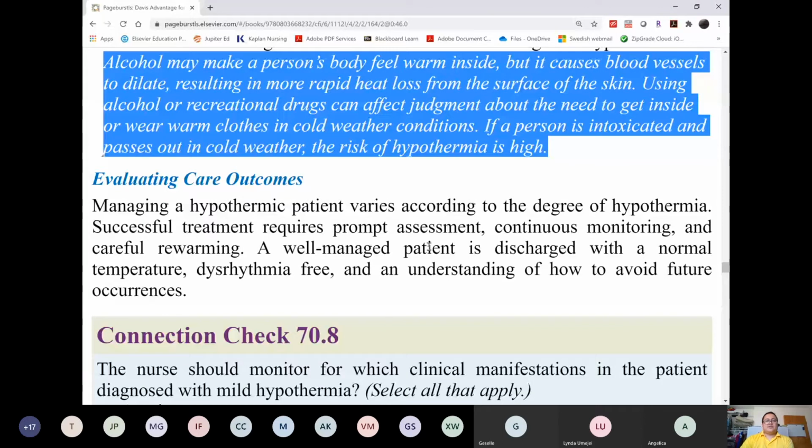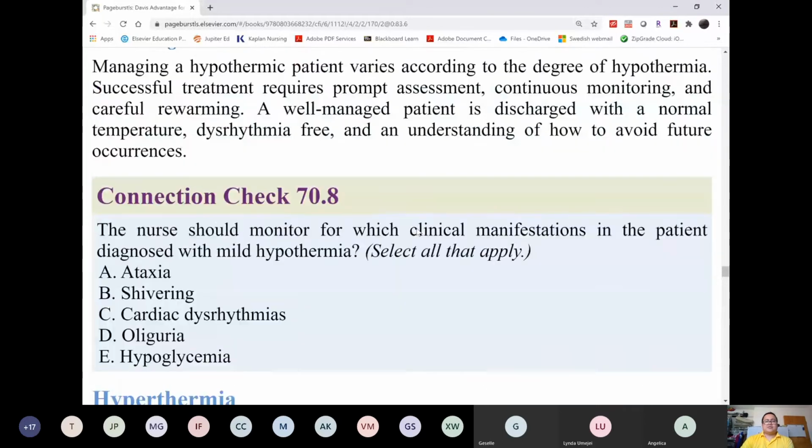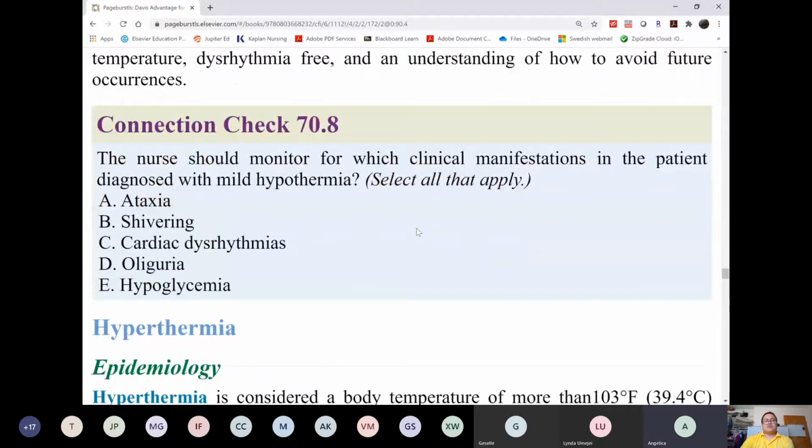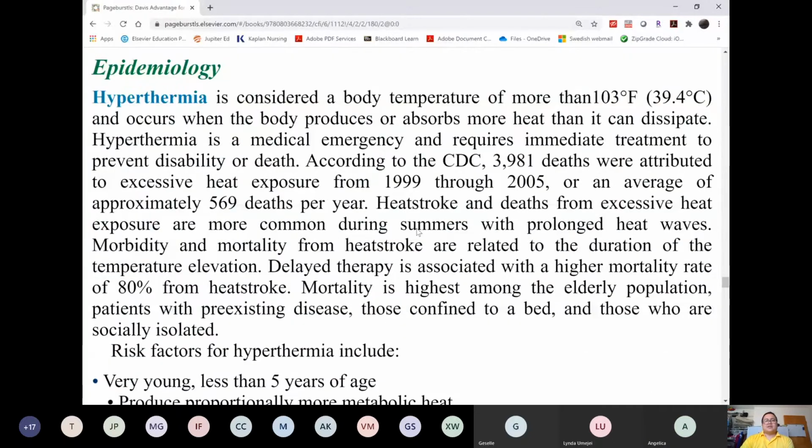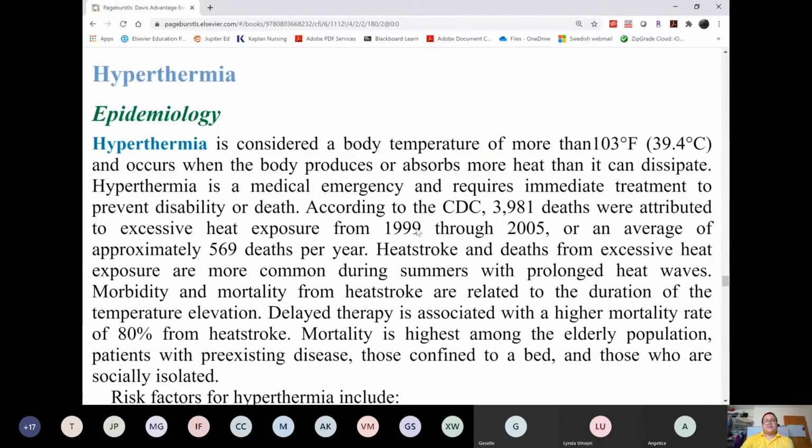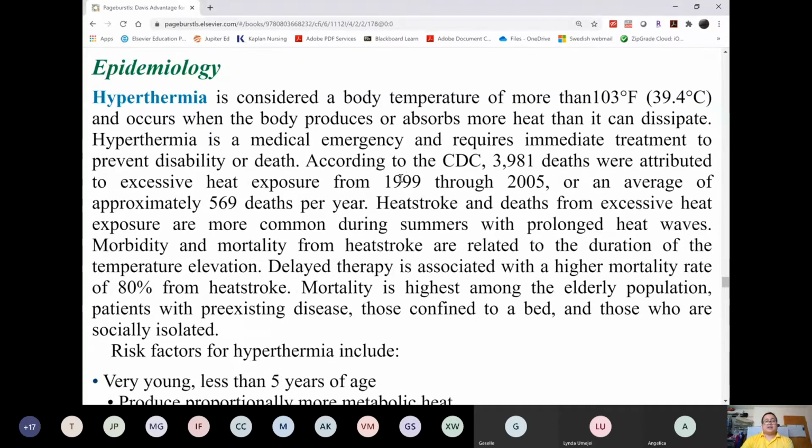And that's it for hypothermia. Any questions? Very good. Let's go to hyper. So hyperthermia, let's start with the definition. If your body temperature is above 103. Before that, it's simply fever, hyperpyrexia, which is fever. Hyperthermia is a different concept.